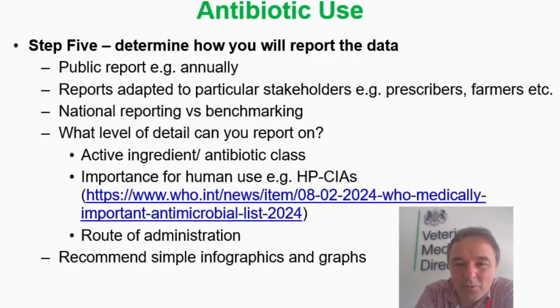Again, you can adapt the reports to the stakeholders, as I've mentioned before, and you need to try and work out what is the main thing that you're focusing on. Is it just the total amount used? Do you want to split it by route of administration, by highest priority critically important antibiotics? And as with the sales data, the more graphical you can make it, with infographics, graphs, podcasts, webinars, etc., any things like that can help to get the message out rather than just providing a large scientific report.